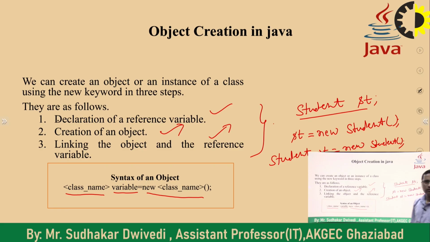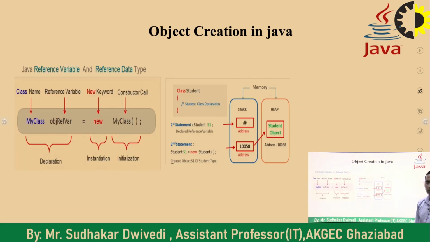So in this way we can create an object actually. What we have done here is first created the reference variable, and the second statement creates an object and provides the reference to this reference variable. So this is the declaration part.